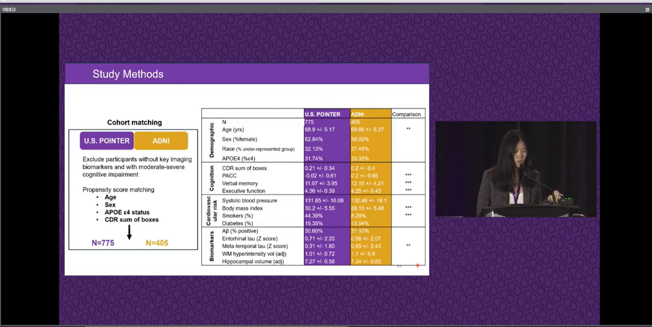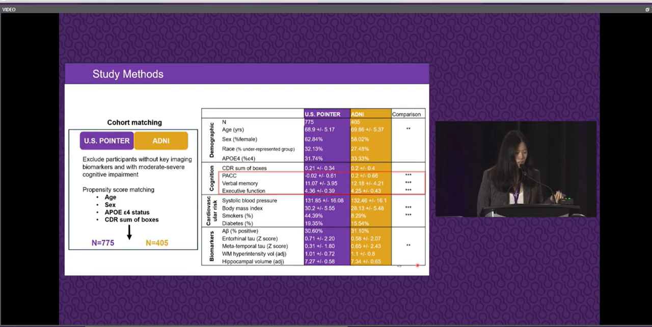So this table shows the basic descriptive stats in the matched cohorts. We can see the matching variables did not differ significantly between the two matched cohorts, except the age, but the age difference is very small, less than 1 year, so that means our cohort matching works.